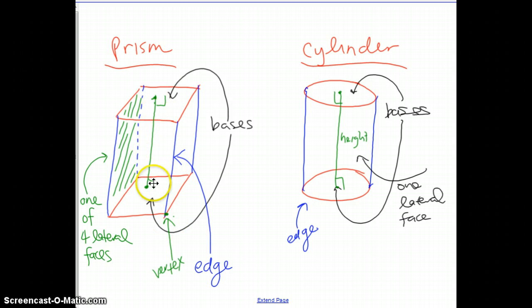You can see here that I've drawn a line segment from a point on one base perpendicular to the other base. And this is going to represent the altitude or the height of my prism. The same kind of thing is going on here. We only have one edge down here and one edge up here, because all the way around the cylinder, you know what cylinders look like, we won't have any edges. And so there's just that one lateral face that goes all the way around, and you still have your two bases.